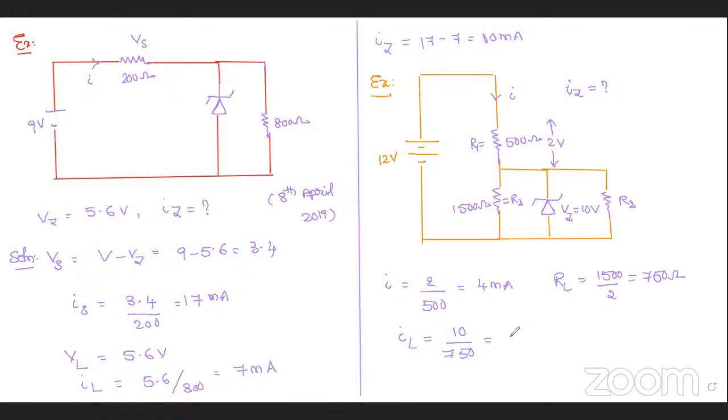1.3, sir. Sorry. This is milliamperes. 1 by 75, that is 1000 by 75 into 10 power minus 3. 1.33 recurring. Right.